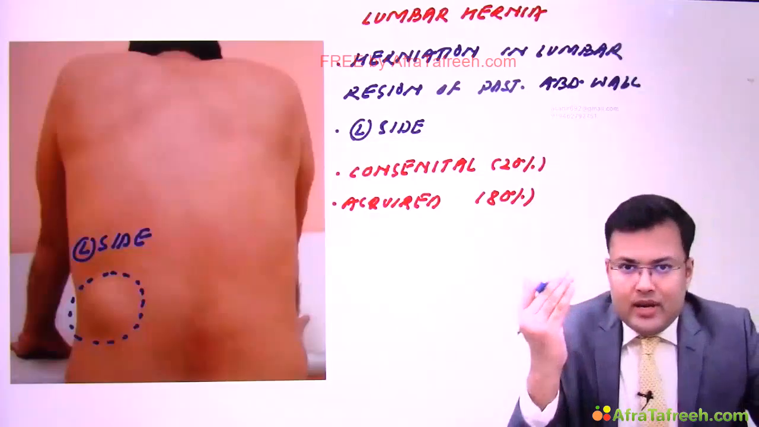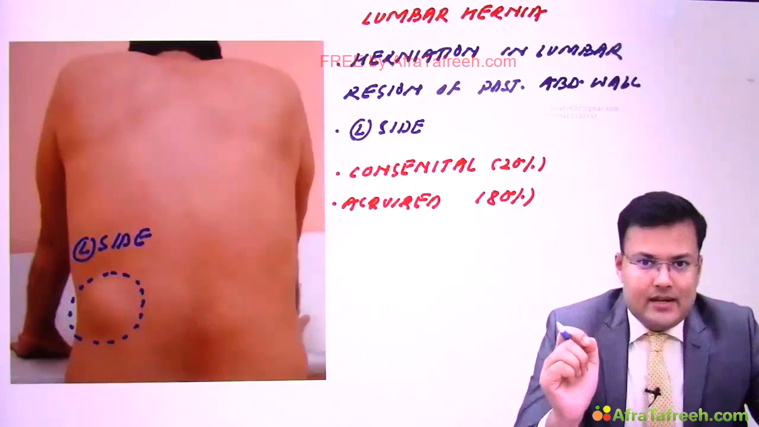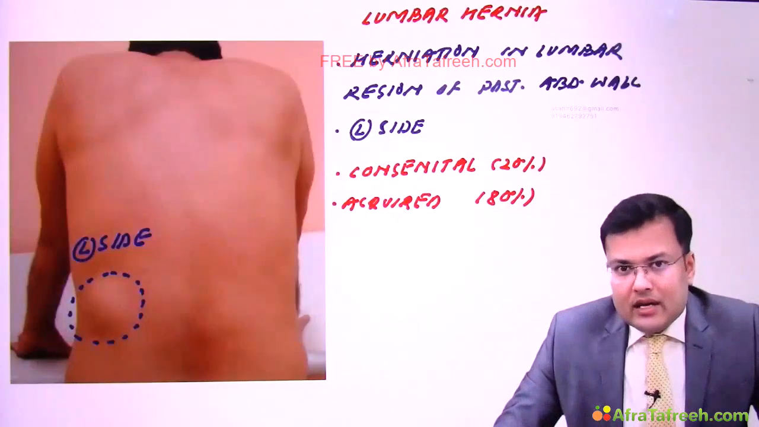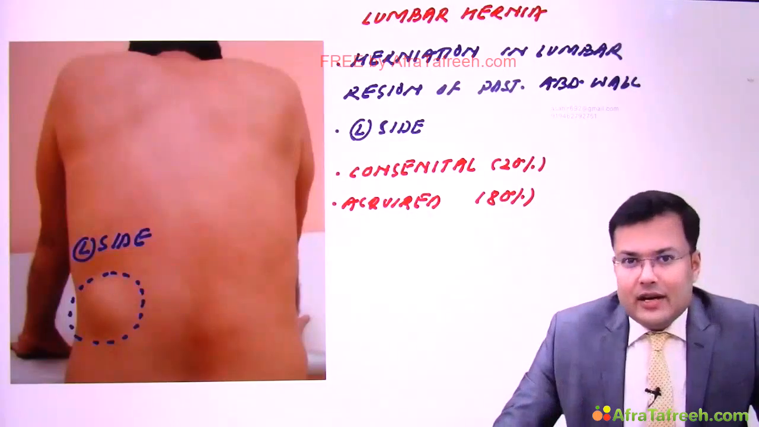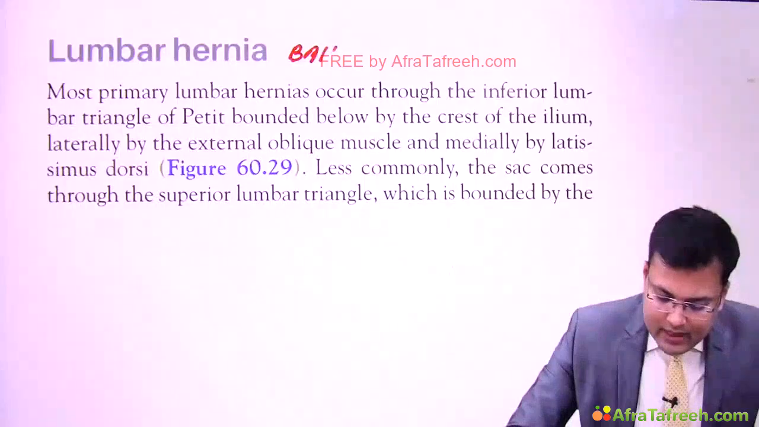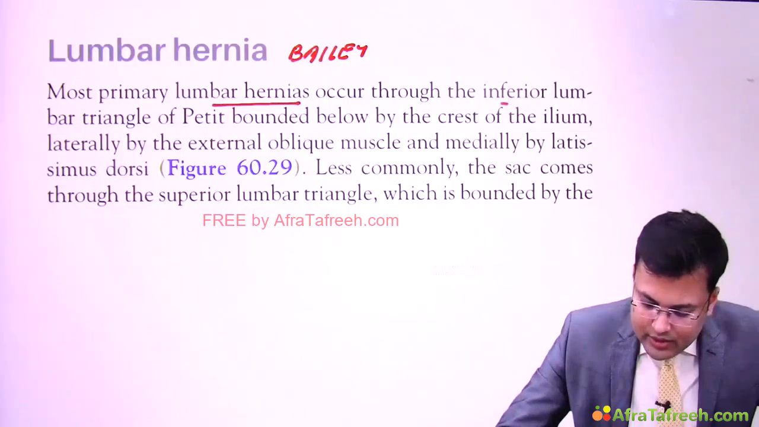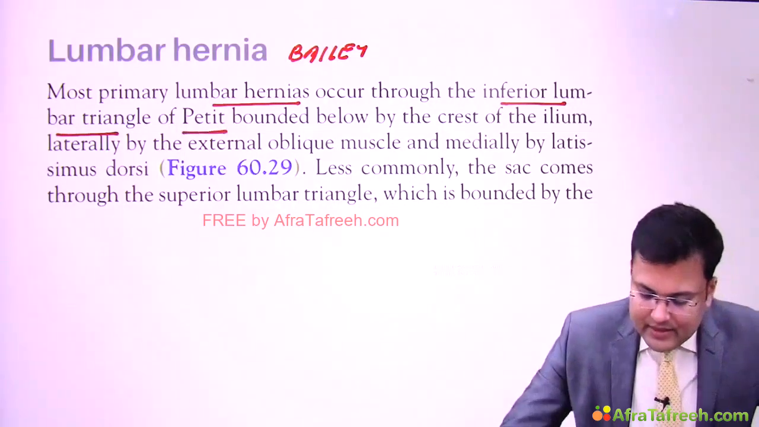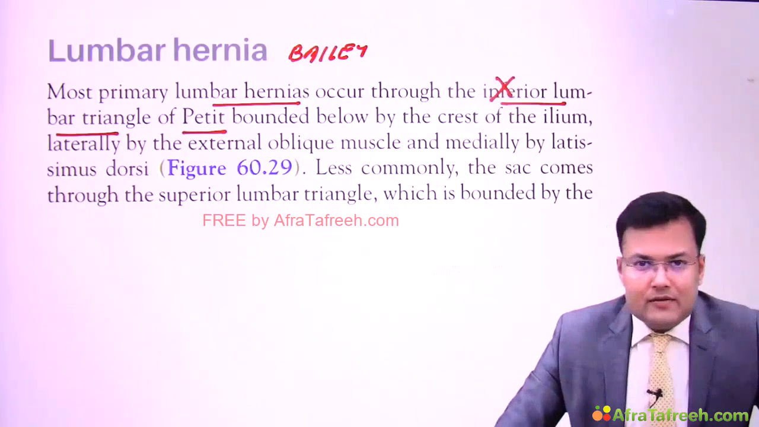Now see, in relation to lumbar hernia, there are two triangles. One is known as the superior triangle of Grynfeltt and another is known as the inferior triangle of Petit. Most lumbar hernias occur via the superior triangle of Grynfeltt. But in Bailey it's written that most hernias occur via the inferior triangle of Petit, which is wrong. Now see, this is Bailey, and you can see most primary lumbar hernias occur through the inferior lumbar triangle of Petit. Clear? This is wrong.